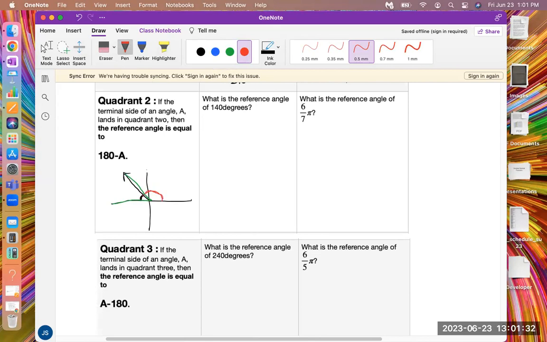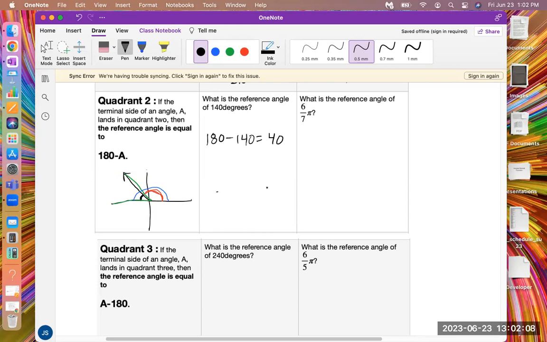So to find the reference angle, you take all of the blue, which is 180, and then you take away the red, and that would leave you the black reference angle that you want. Okay, so that's why we use this formula: 180 minus the angle is equal to the reference angle if the angle is in quadrant 2. So here's an example. If you have a 140 degree angle, what's the reference angle? Well, you take 180, you minus 140, and that gives you 40.